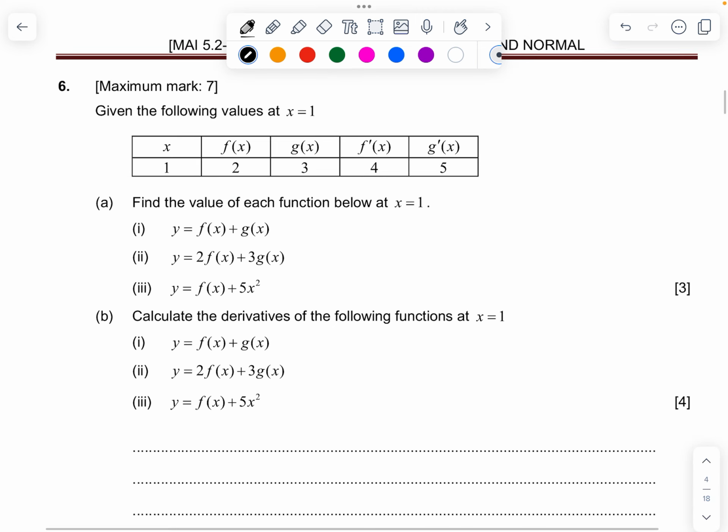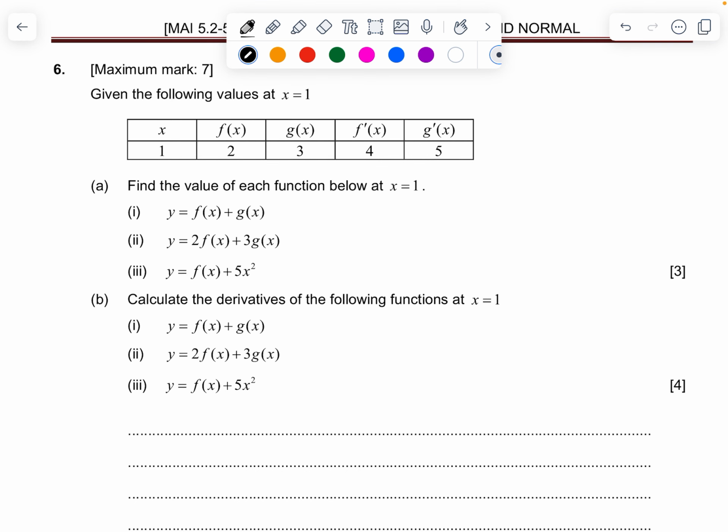Question number 6. Given the values at x equals 1, find y equals g of x plus f of x. So it is g of 1 plus f of 1. G of 1 is 3 and f of 1 is 2, so 2 plus 3 is 5. Then again, 2 times f of 1, which is 2 times 2, plus 3 times g of 1, which is 3, so 4 plus 9 equals 13.